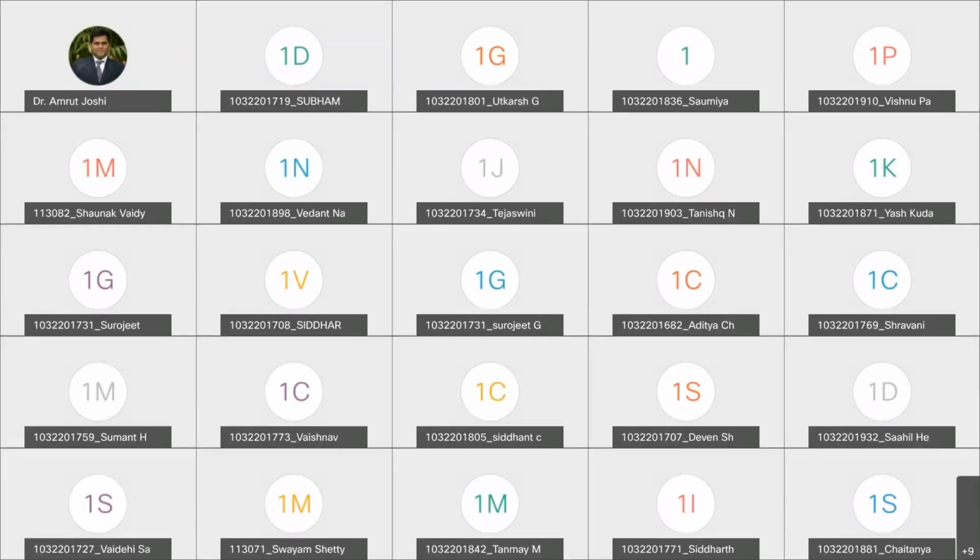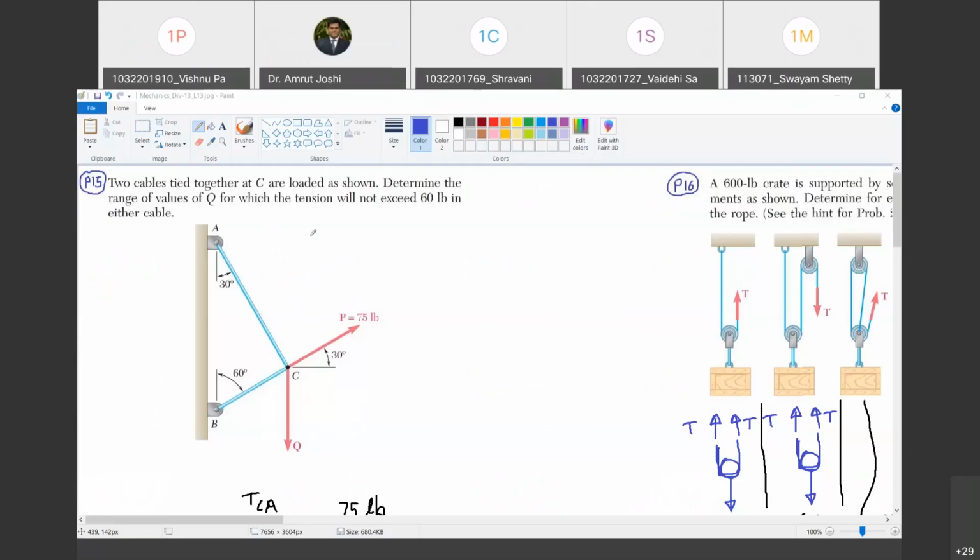Solving problems on equilibrium, can you read the statement of problem number 15 for me, Utkarsh? Yes, sir. Two cables tied together at C are loaded as shown. Determine the range of values of Q for which the tension will not exceed 60 lb in either cable.